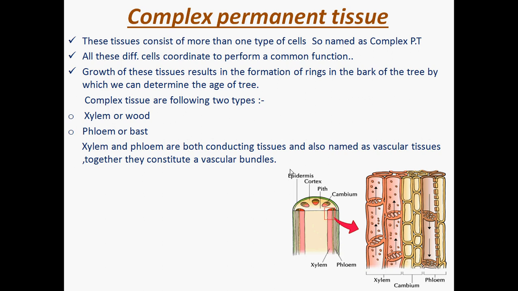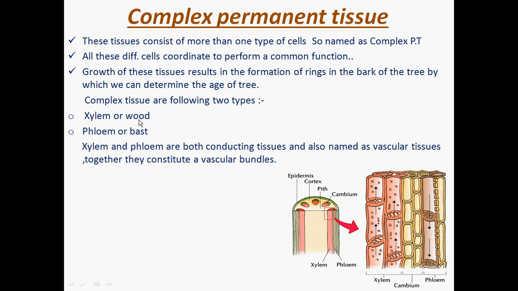So we can easily make out that the growth of these tissues results in the formation of rings in the bark of a tree. By counting the rings on the bark of the tree, we can easily assume the age of the tree. And the complex tissue can be divided into xylem and phloem.